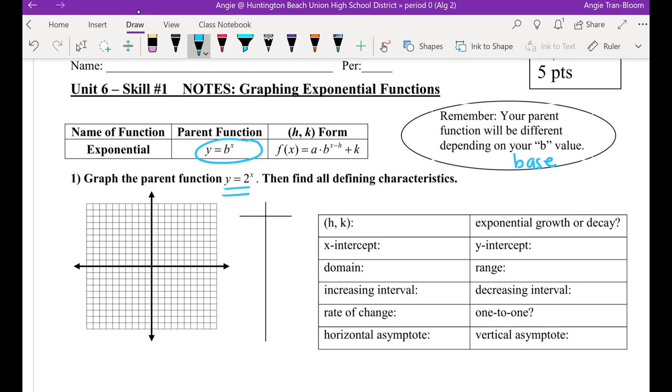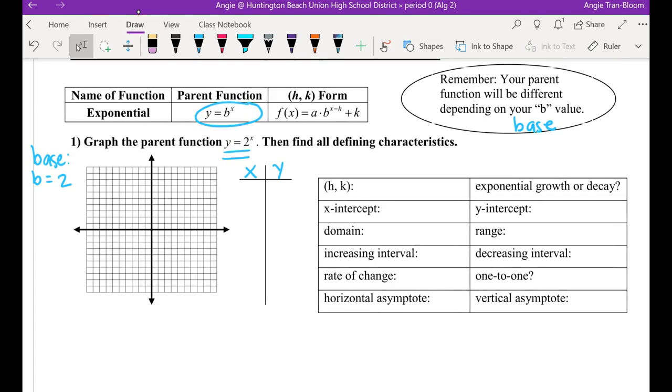Y equals 2 to the x. Guys, what's your base here? Base is 2. So we're going to have an input and some outputs. Pick nice numbers. You don't have to pick the same numbers as we do, but pick some nice numbers that you like. I normally like to have -2, -1, 0, 1, and 2.